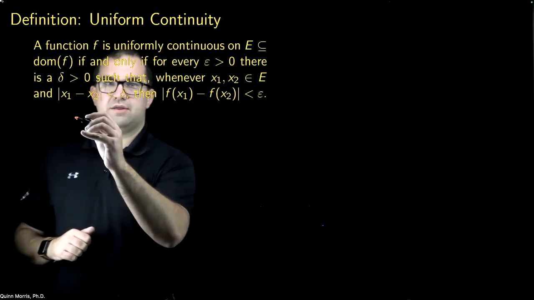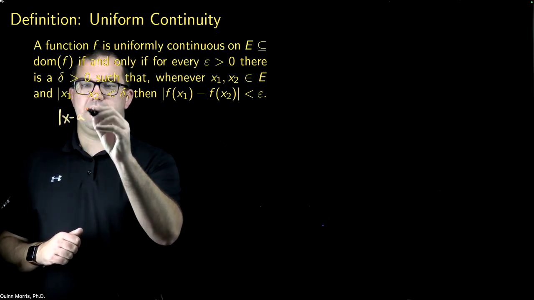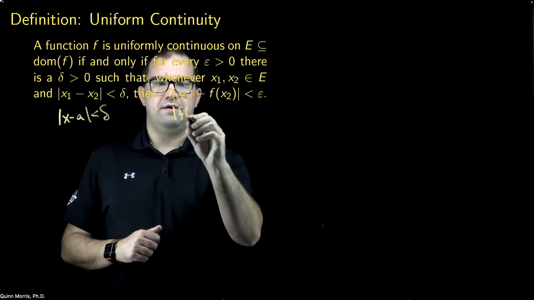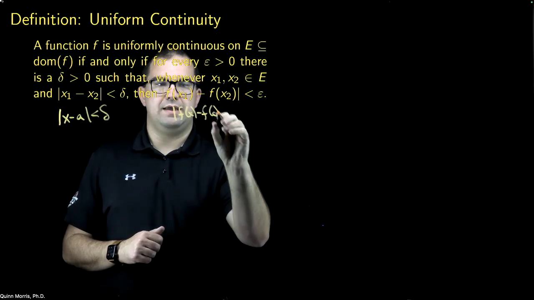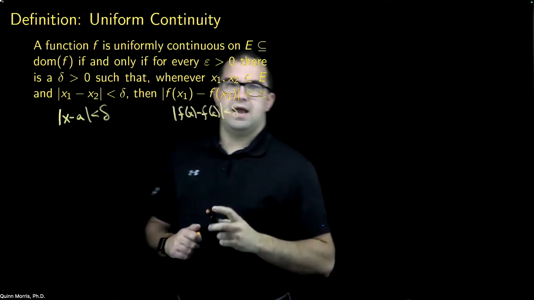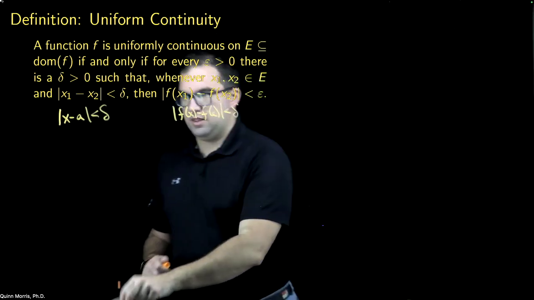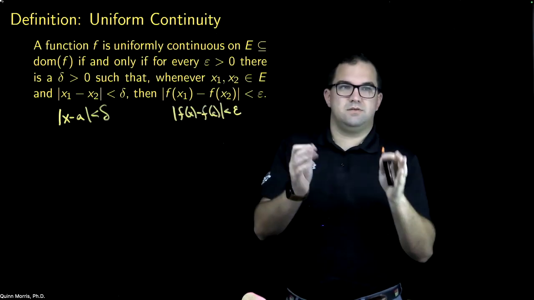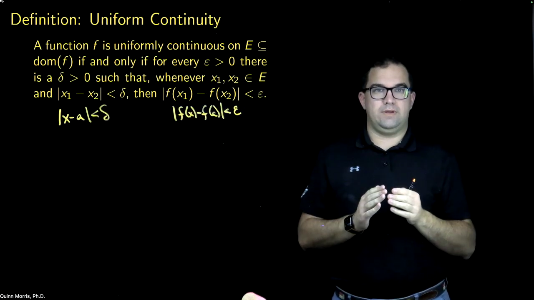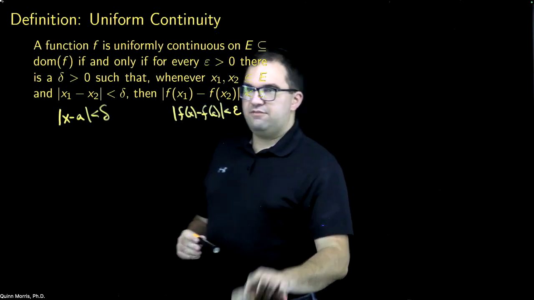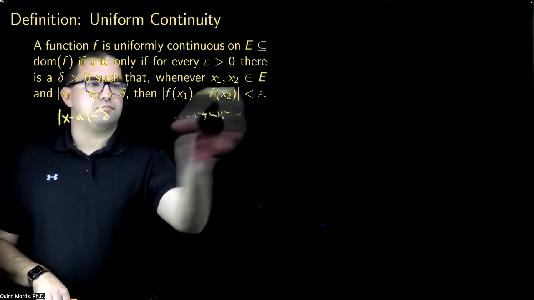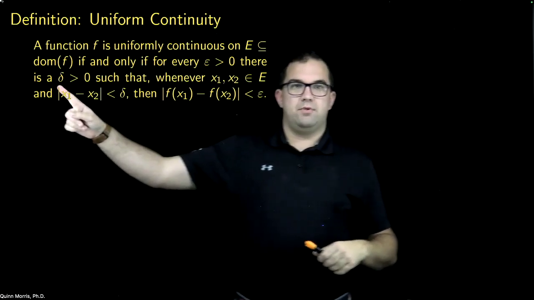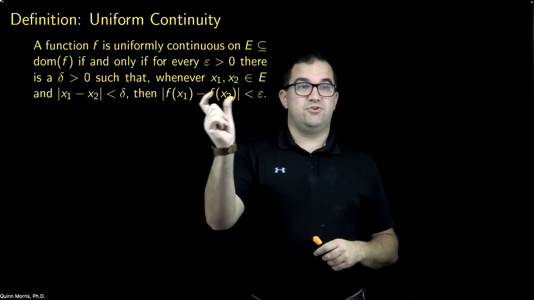So in our regular definition, we would have |x minus a| less than delta, and |f of x minus f of a| less than epsilon. And anytime you were talking about continuity before, again, this a was fixed. You were talking about continuity at a particular point. The fundamental difference in this definition is that for every epsilon, you need to be able to pick a delta that works for any 2 points.